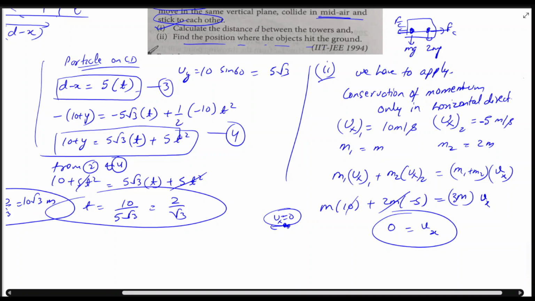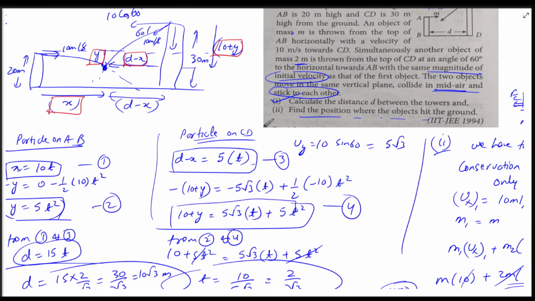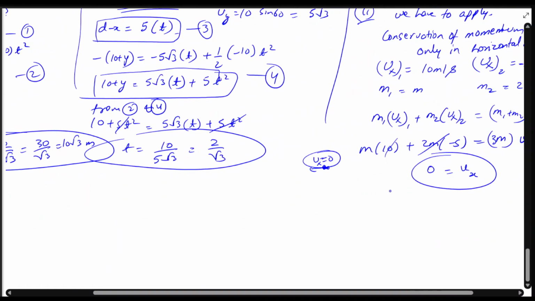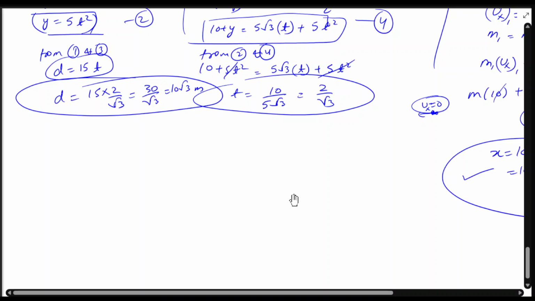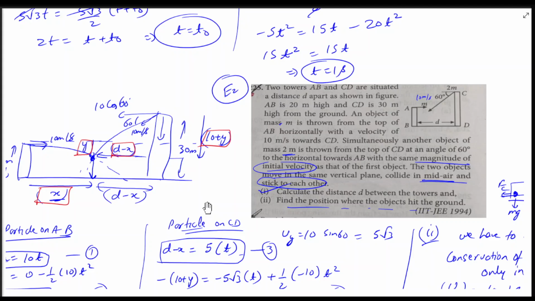That means when they combine, let me enter the figure. So when they combine, they just drop here. So where on the ground will they drop? From the AB tower, they will reach at X. So X we know, right? What will be X? X was 10t, 10 into 2 by root 3, which is 20 by root 3. So this will be the answer. Yes. So this question was again the easy one, right? We have just solved the same type of question just above. Okay, this was an easy one.